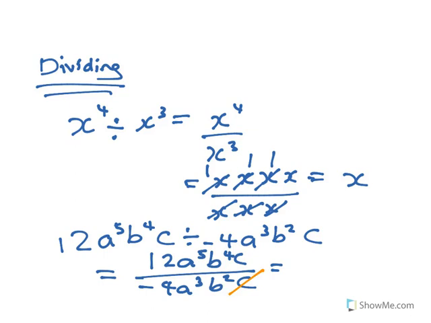So once you've done that, you can cancel c's with c's. b^2 into b^4 is b^2. a^3 into a^5 would be a^2, so there's a^2 on top. 4 into 12 goes 3, plus divided by minus is a minus. So it's minus 3a^2b^2.